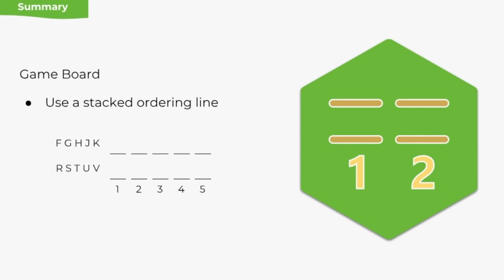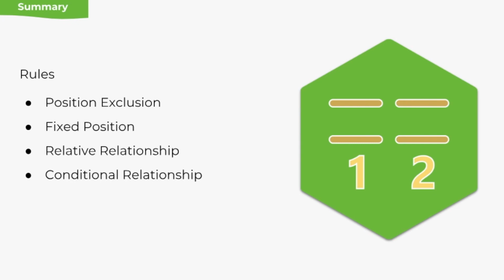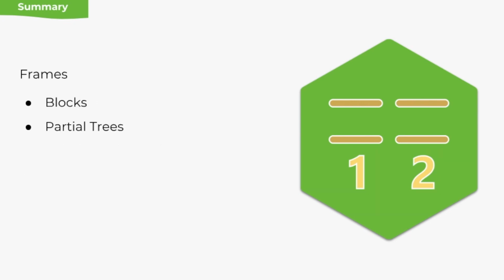The game board you want to use for a stacked ordering game is a stacked ordering line, which is essentially your ordering line plus however many rows you need in order to track the information. The rules you should expect to see are position exclusions, fixed positions, relative relationships, and conditional relationships. The mechanisms that are common for creating frames are blocks and partial trees.